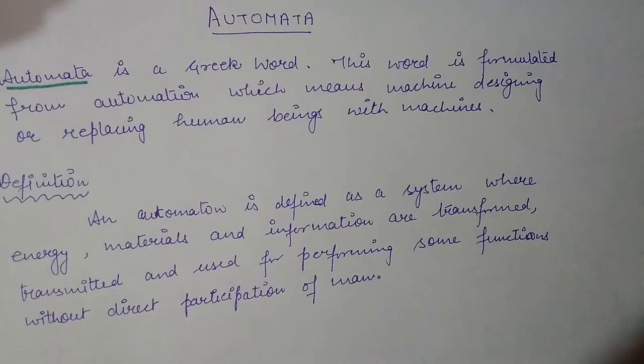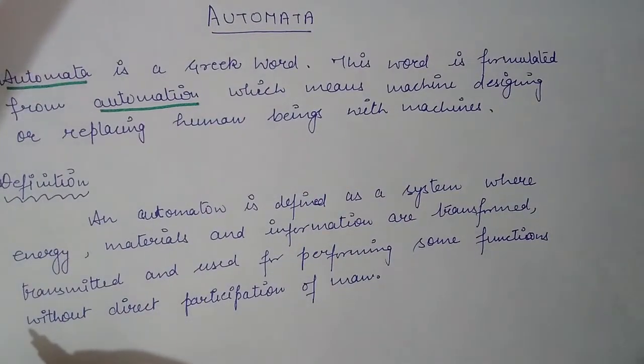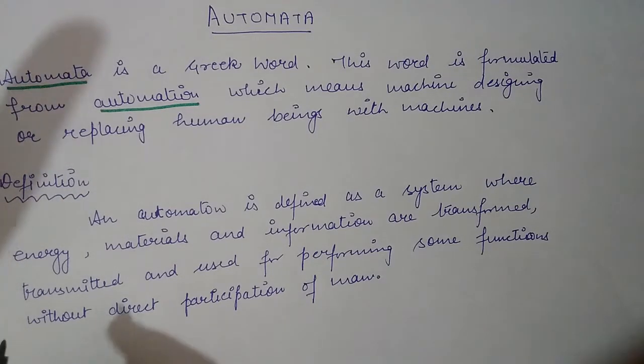Automata is actually a Greek word, formulated from automation, which means machines are designed, and the motive of designing those machines is to replace human beings with machines. The motive is to make the life of human beings a little bit easier, so that whatever the humans are performing, the same thing is actually performed by the machine.